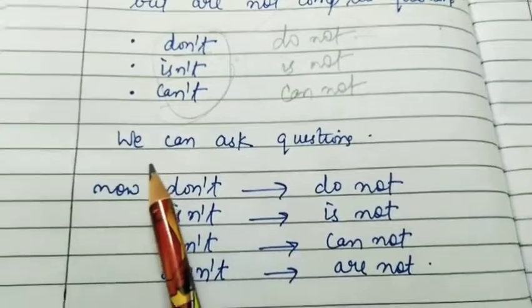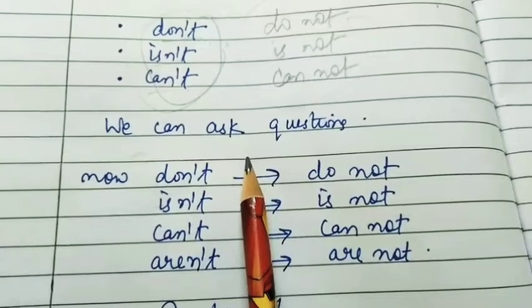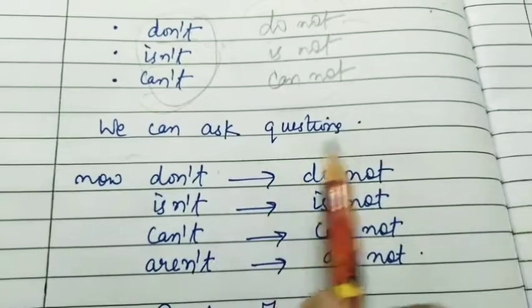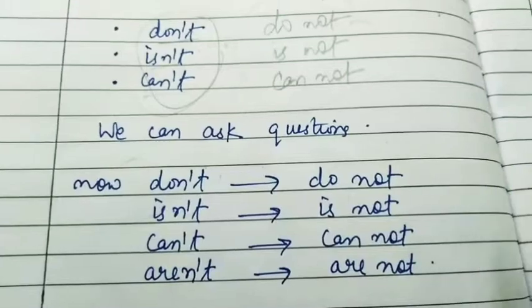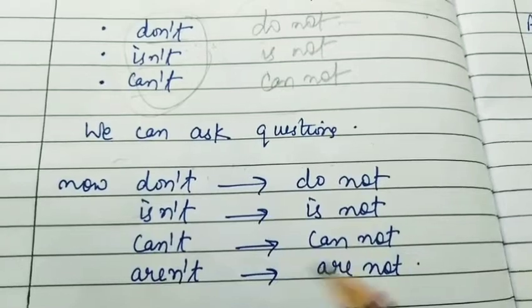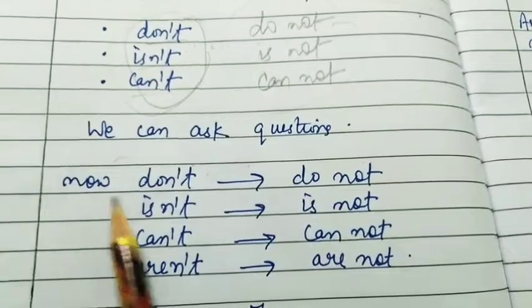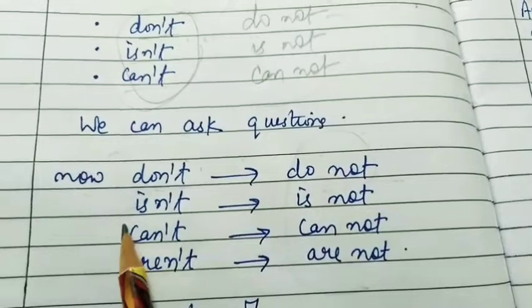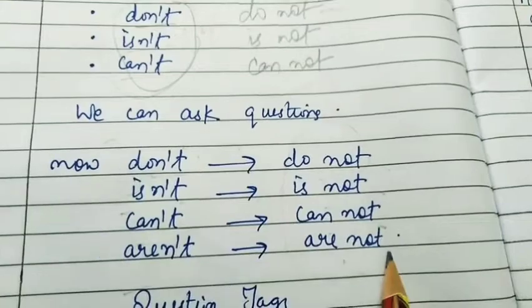Now how do question tags help us? We can ask the questions when we want to make something sure to another person. Whether it is true or false, we lay a little bit of stress while saying the statement or while confirming that it is true or it is not true. So now see here, these are also the contraction forms. Don't, do not, isn't, is not, can't, cannot, aren't, are not, right?